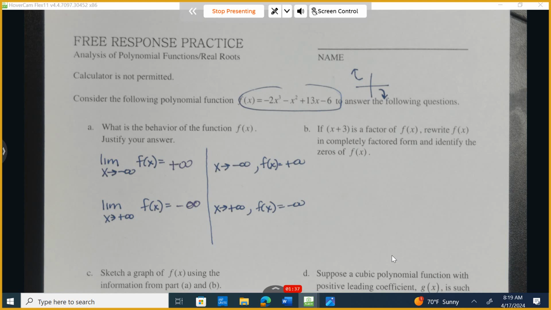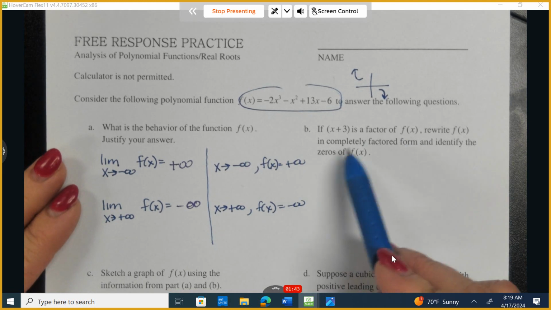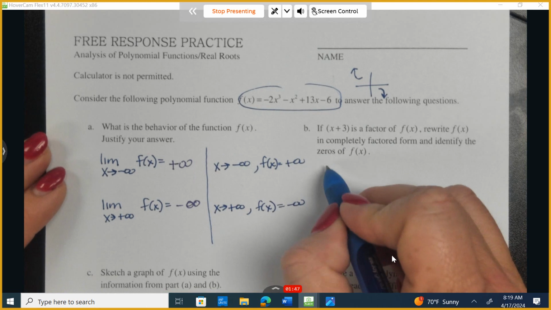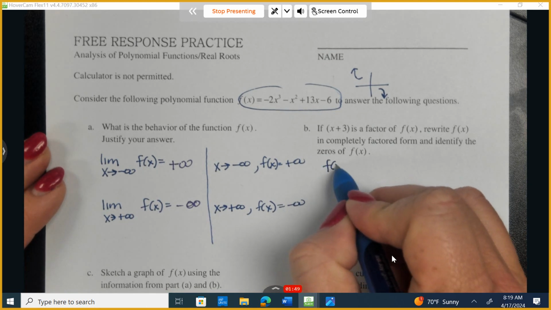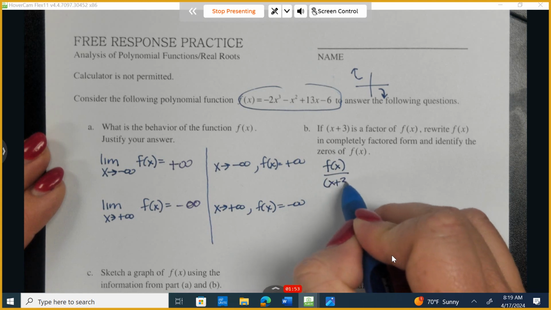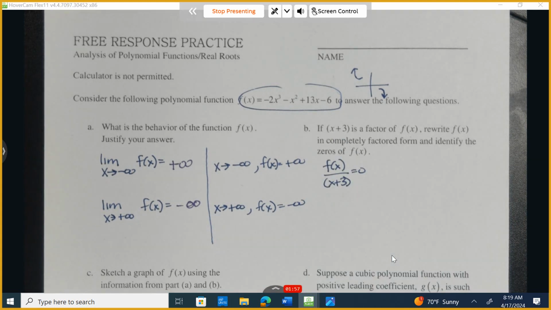Okay, let's go on to part B. If we're told that x plus 3 is a factor of the function, we want to write it in completely factored form and identify the zeros. Just as a quick reminder from earlier today, that means if it's a factor, I could take the entire function, and when I divide it by this particular factor, I'm going to get a remainder of 0.